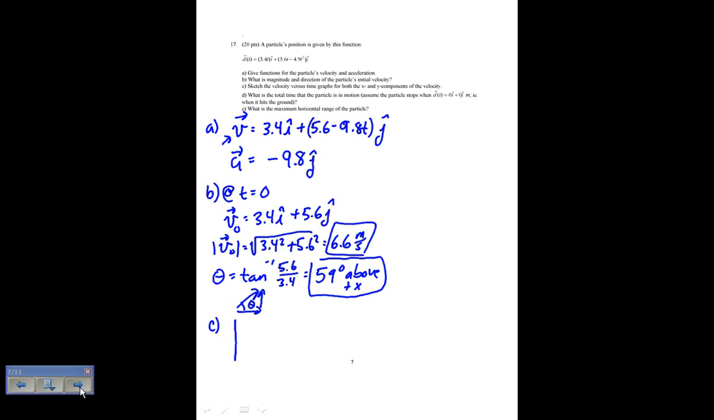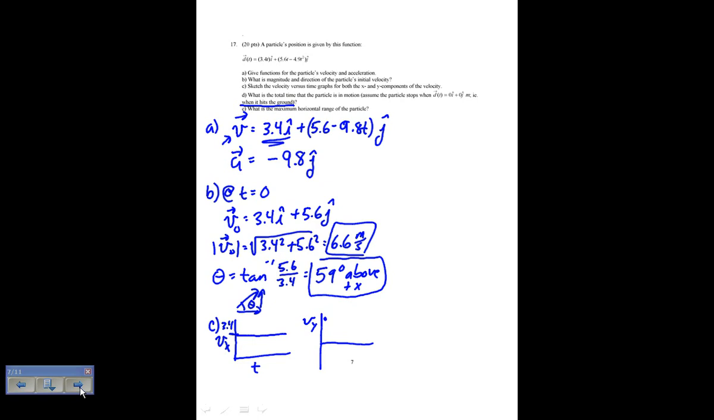The third part is to sketch the velocity versus time graphs for both the x and y components of the velocity. The x component of the velocity, that is vx over t. By the way, I want to assume, as it says in the next part, that the motion stops when it hits the ground. That is, the motion stops when the position function is equal to 0 in the x and y components. My velocity in the x direction doesn't really depend upon time. It's always constant, at a level of 3.4 meters per second.